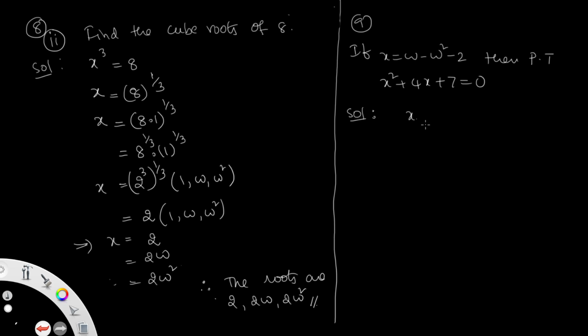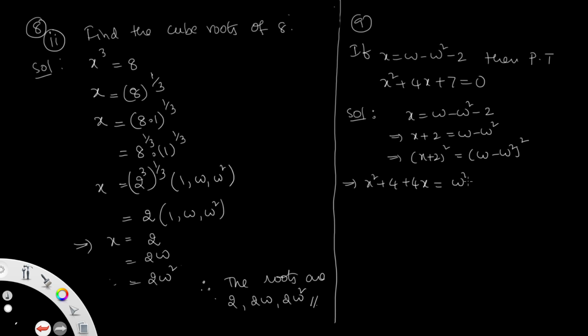Solution: it is given that x equals omega minus omega square minus 2. Then write it as x plus 2 equals omega minus omega square. Now squaring on both sides, x plus 2 whole square equals omega minus omega square whole square, that is x square plus 4 plus 4x equals omega square plus omega power 4 minus 2 omega cube. Then this is nothing but x square plus 4 plus 4x equals omega square plus omega minus 2, since omega power 4 is omega.